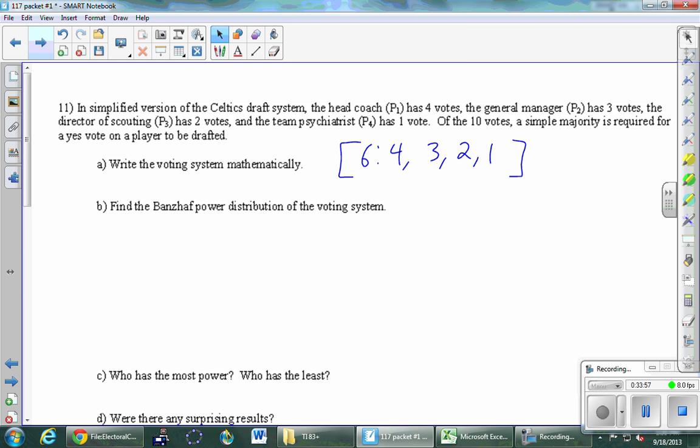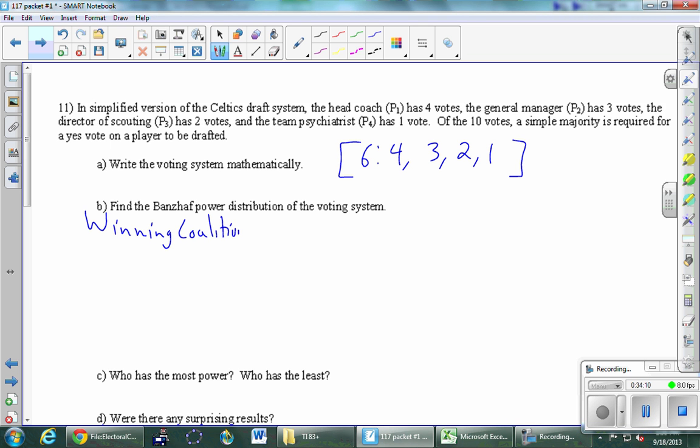All right, so here's the system mathematically. So let's find the Banzhaf power distribution. So let's make a table. I mean, it's just a blank space here. So we're going to make a table with the same list that we had before. We want the winning coalitions, and then we needed to know the weights. And then what was that last column? It was really important. It was the critical players. That's the tough part.